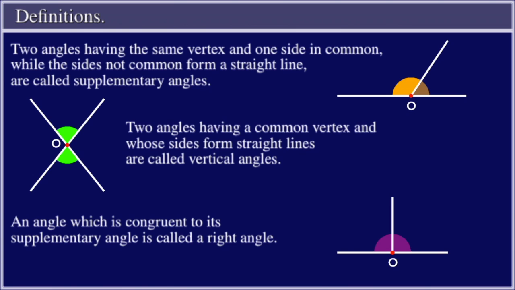Definitions. Two angles having the same vertex and one side in common, while the sides not common form a straight line, are called supplementary angles. Two angles having a common vertex and whose sides form straight lines are called vertical angles. An angle which is congruent to its supplementary angle is called a right angle.